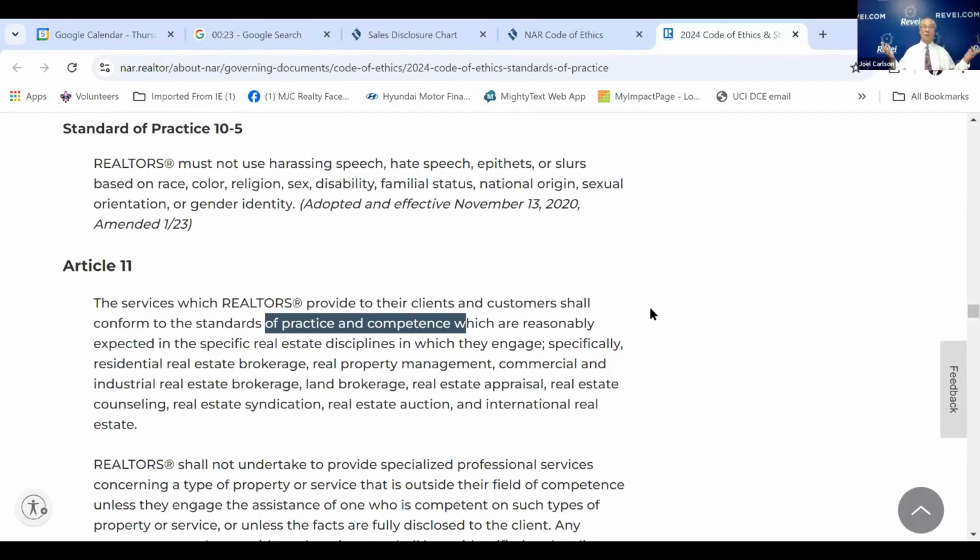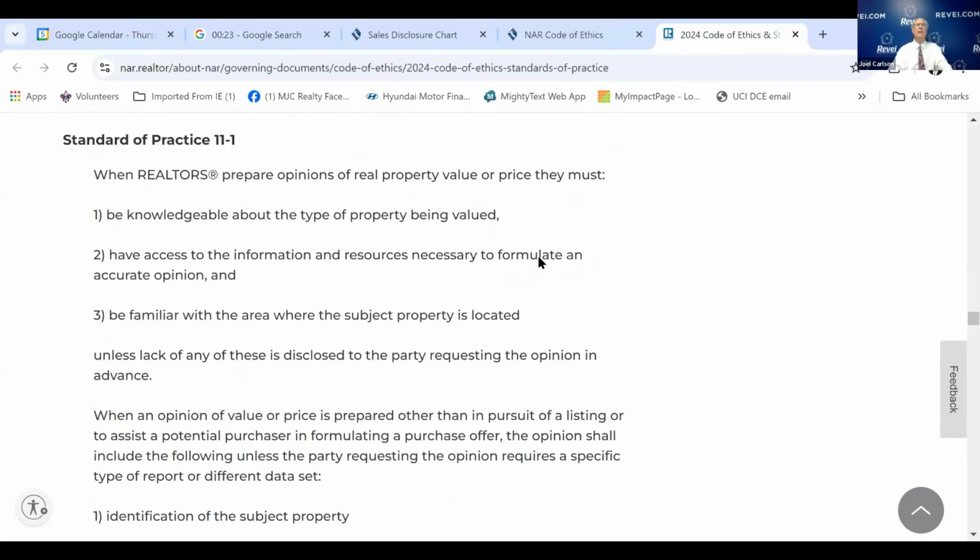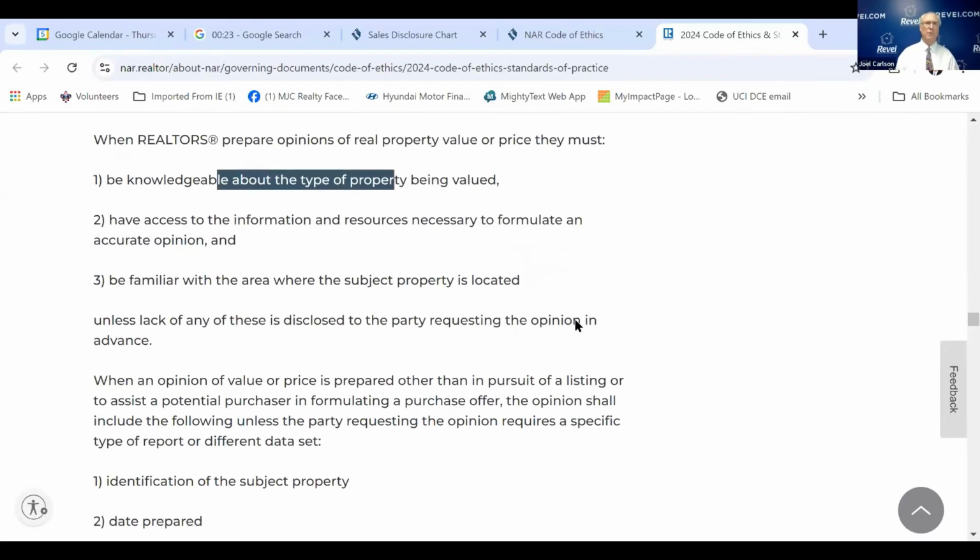If you're dealing in land, you have to understand, if you're selling property in other places, they have specific things like a septic tank. I sell properties in Newport Beach. I don't know nothing about septic tanks. You need to be knowledgeable in the area in which you're dealing. It says preparing an opinion of value. You be knowledgeable. If you're going to do a competitive market analysis, you better be knowledgeable and familiar with that.